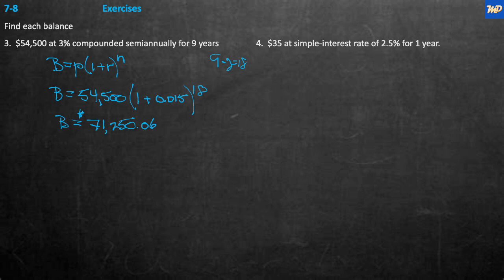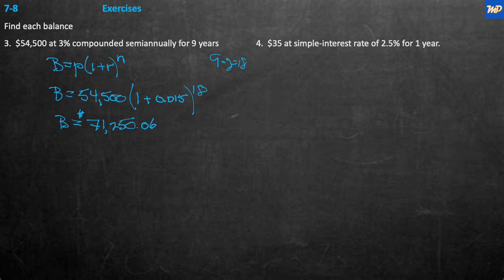So what did we have to do? We had 1.015. We raised that number to the 18th power, 18 times. And then we multiplied by the 54,500.